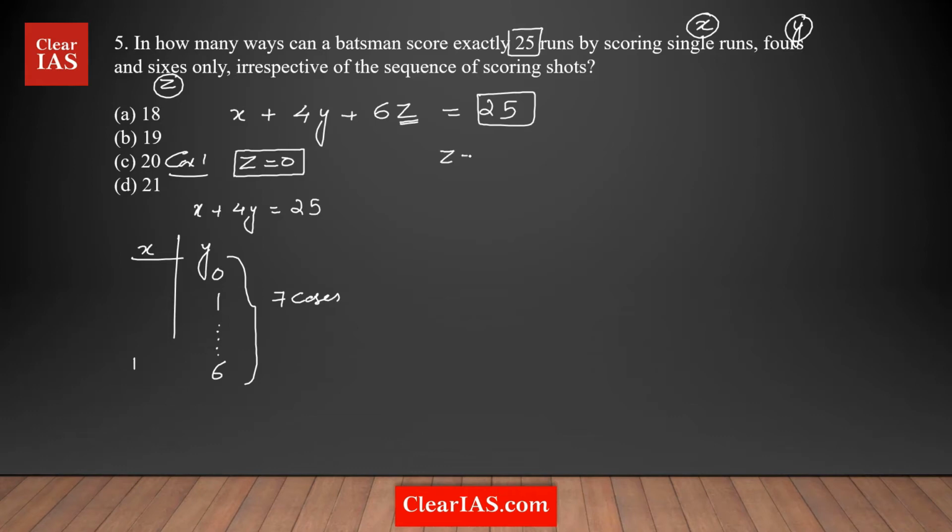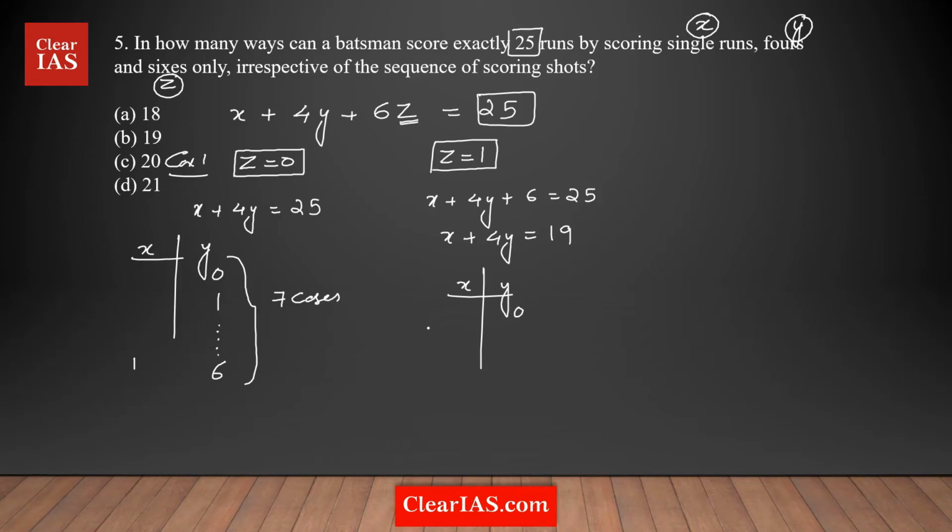What happens when z is equal to 1? That means he's hitting one single 6. So if z is equal to 1, the equation is going to be x plus 4y plus 6 is equal to 25. I'm simplifying it further. That is x plus 4y is equal to 25 minus 6. That is 19. Again, I'm using the same scenario here. X and y, I'm just figuring out what are the possible values of x and y.